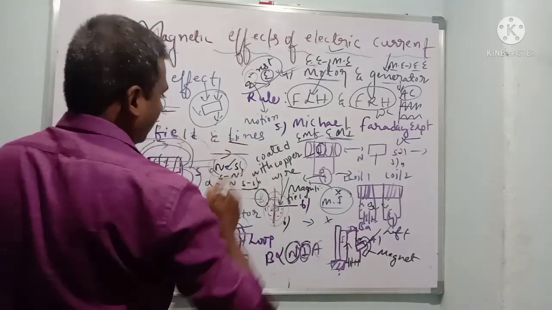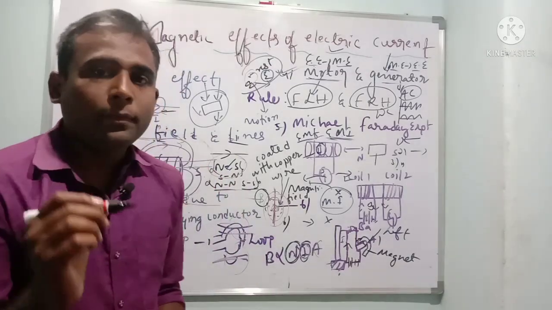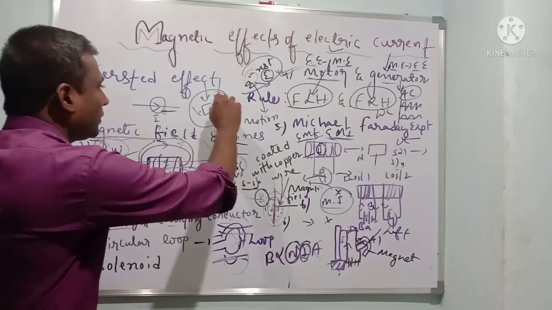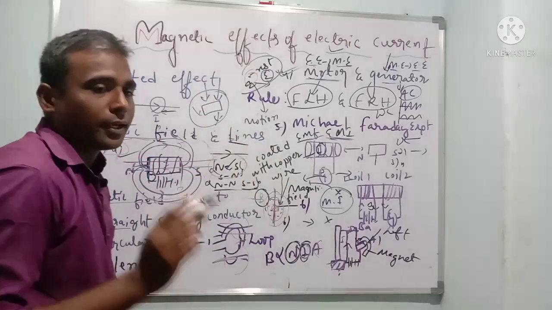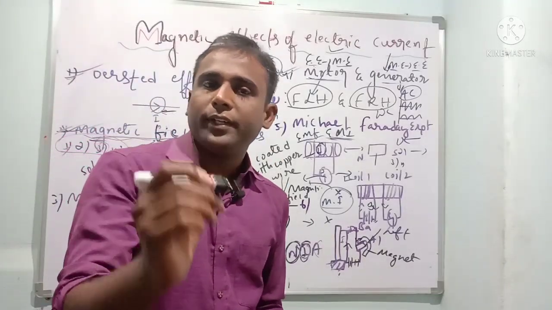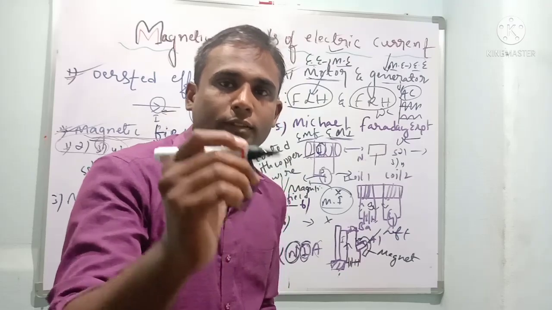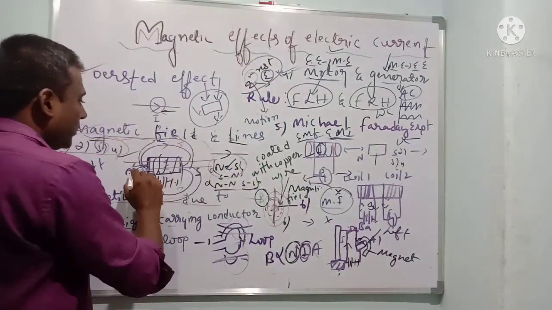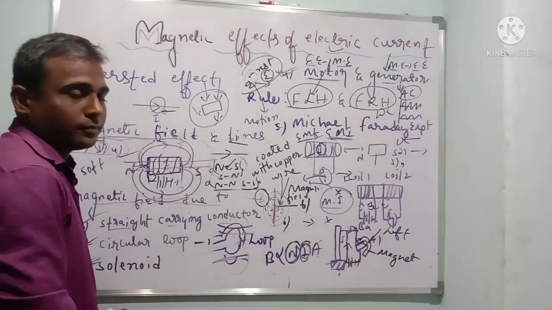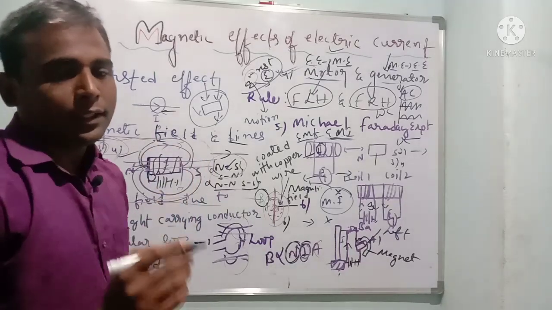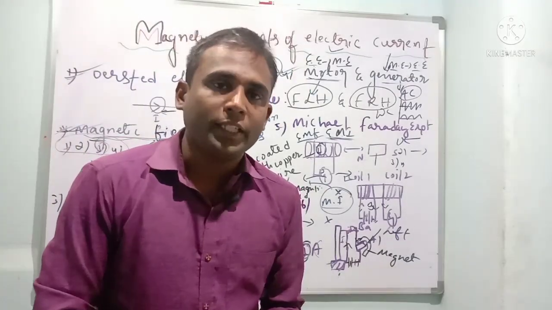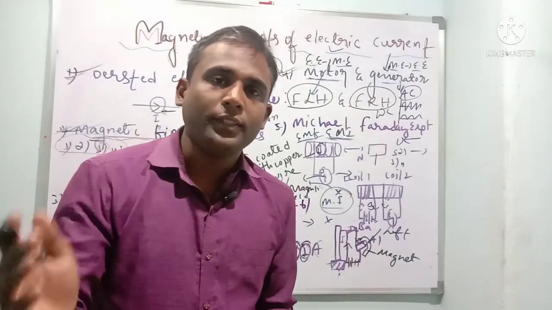Next, magnetic field lines. These are imaginary lines which are present surrounding the magnet, and they are called magnetic field lines. They move from north to south direction. That's it. These are the imaginary lines. They move from north to south direction in the magnetic field, and are called magnetic field lines.